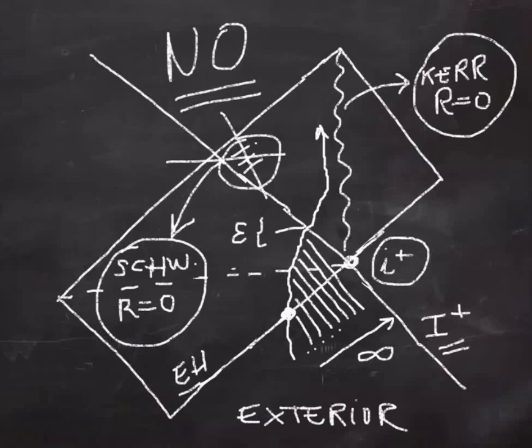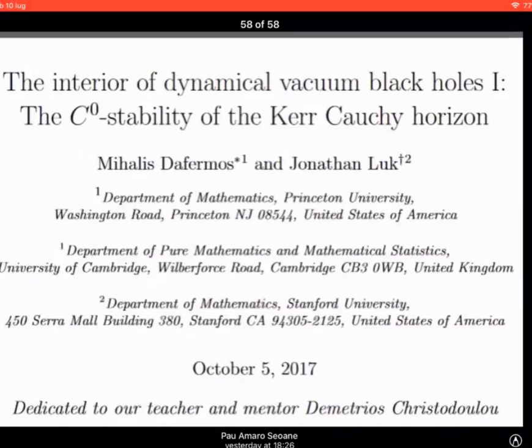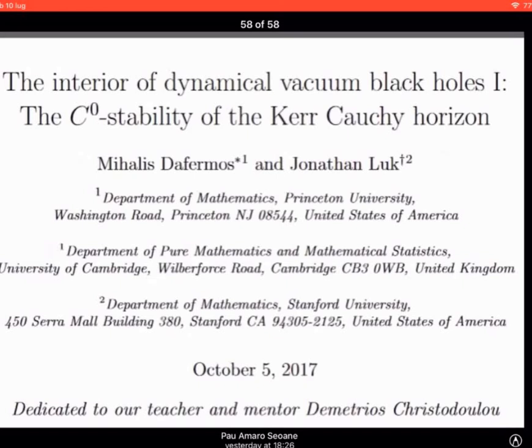Because there has been an impressive, brilliant, and wonderful progress in this problem. Recently, Dafermos and Luk, I'm going to write the names here, Michalis Dafermos with Luk, proved that the situation at the inner horizon is different. Their work proves wrong Penrose's original statement of the strong cosmic censorship conjecture. And this is the paper, The Interior of Dynamical Vacuum Black Holes 1, the C-naught stability of the Kerr Cauchy horizon. I hope that one day I will be able to read this 217 pages paper and understand every bit of it. But I can make a summary of it.